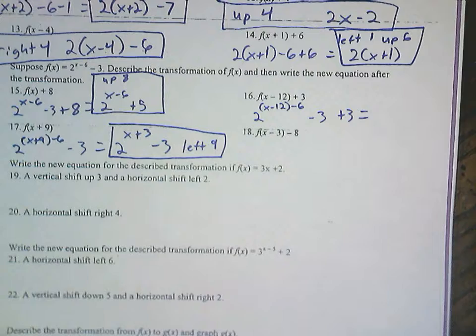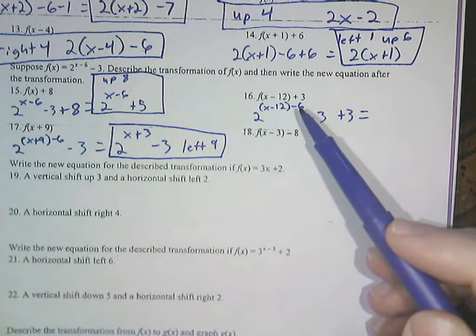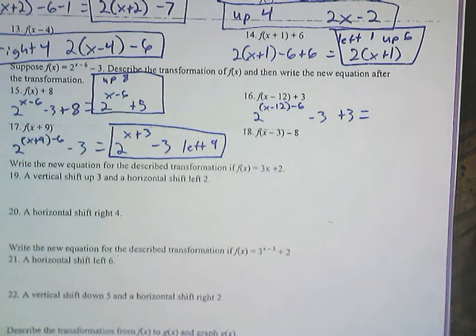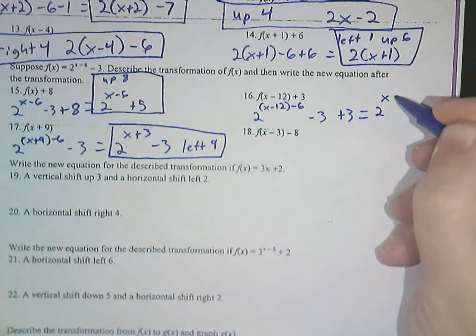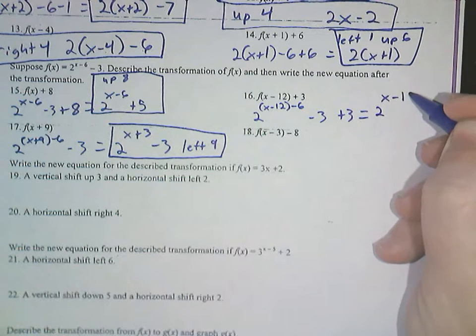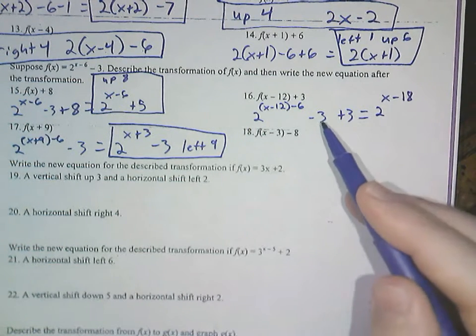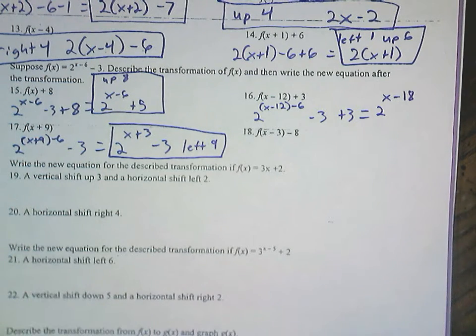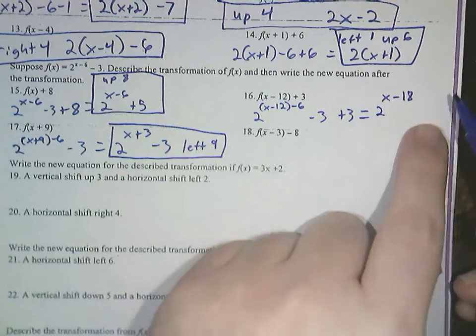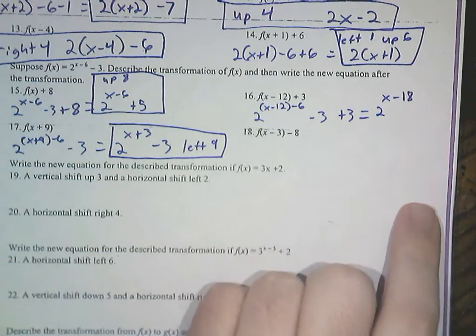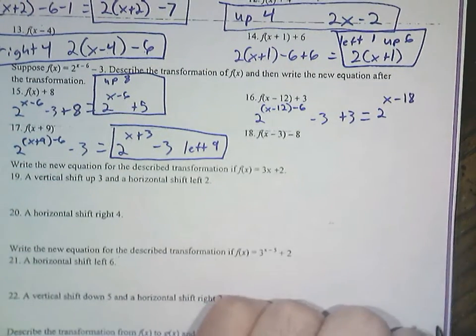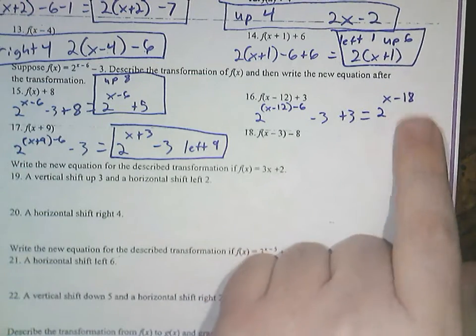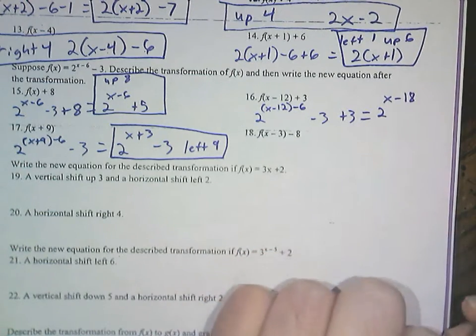So let's simplify these. I have a negative 12 and a negative 6. They're going to combine to become 2 to the x minus 18. And then I have a negative 3 and a positive 3. They're going to combine to become 0, which means there's nothing left after the exponent. So that's my new equation right there, 2 to the x minus 18.